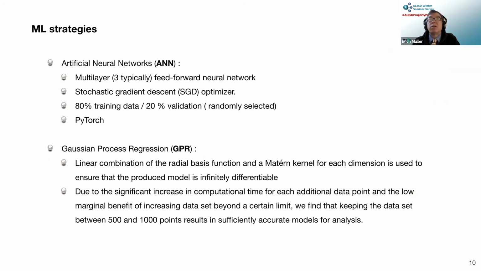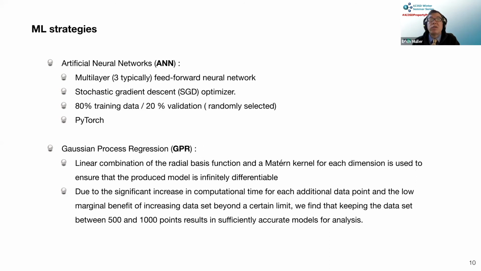We used the stochastic gradient descent optimizer, again with no particular bias, it just simply worked very well. In general, and I'll discuss a little bit more later on, we used 80% training data and 20% for validation. Again, very common selections, and PyTorch to actually do the regressions. We also used MATLAB if someone wants to comment a little bit on that later on.